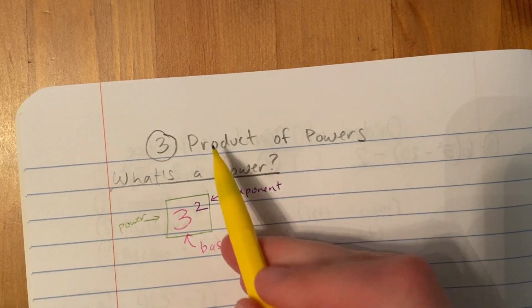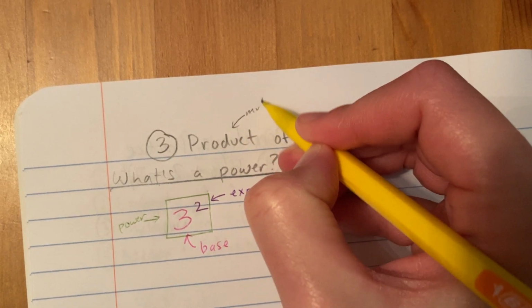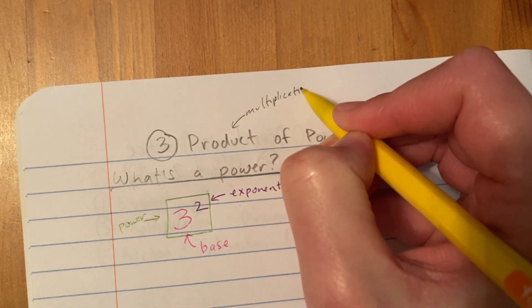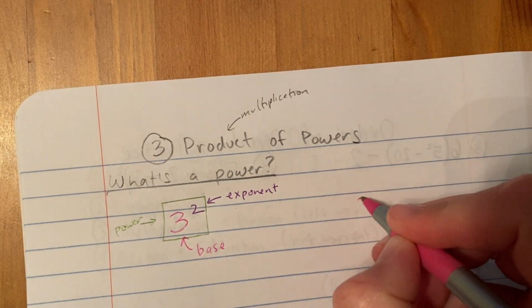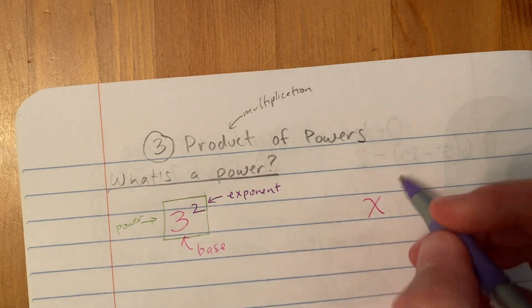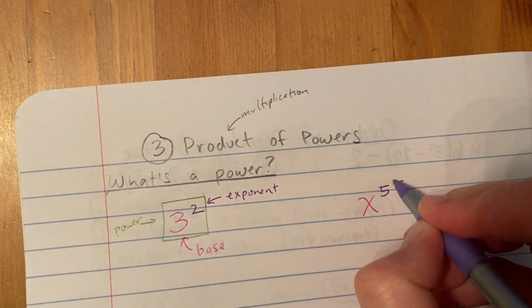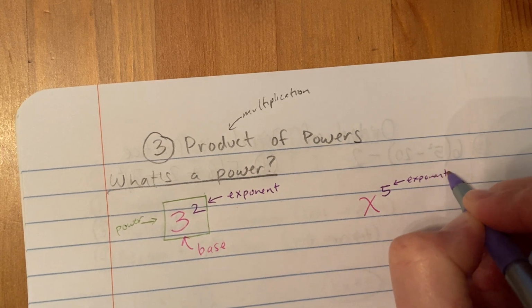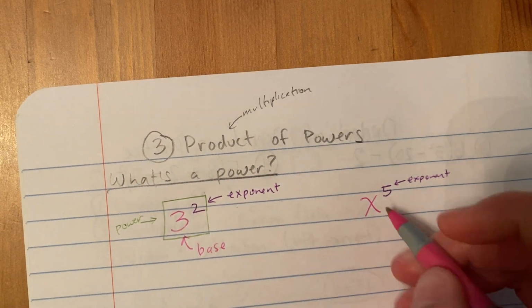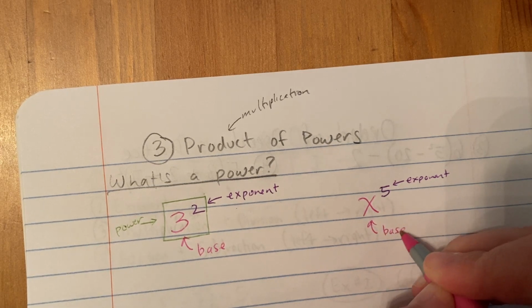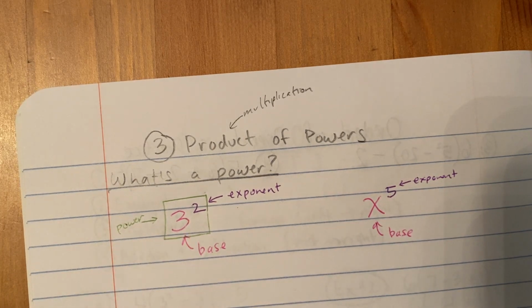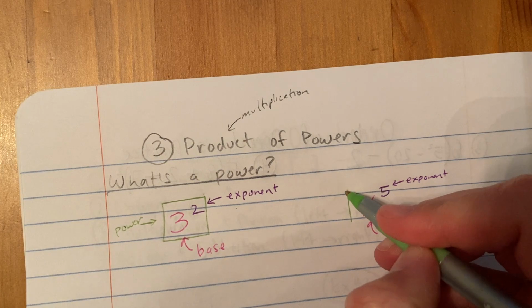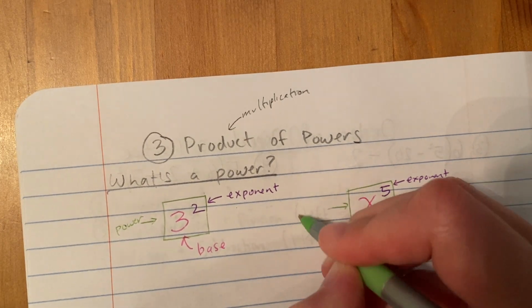So if I'm going to have a product of powers, product, we remember, means multiplication. If I'm going to have a product of powers, I'm going to be multiplying 2 powers together. And just to give it to you one more time, let's say I could have x to the 5th. This would also be a power. Again, the 5 is the exponent. It doesn't matter that this is a variable as opposed to a number. It's still the base. This means x times x times x times x times x, 5 times. This means 3 times 3, 2 times. And this whole thing, x to the 5th, is still the power.